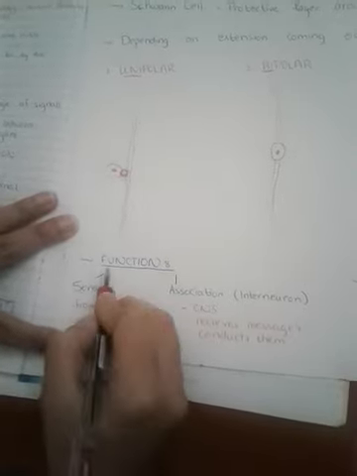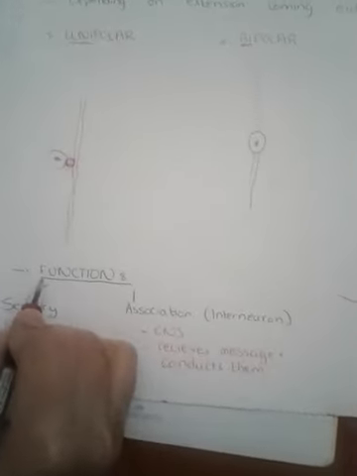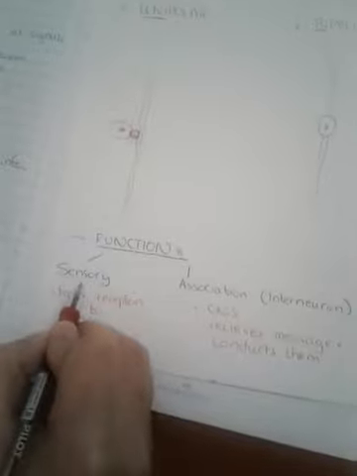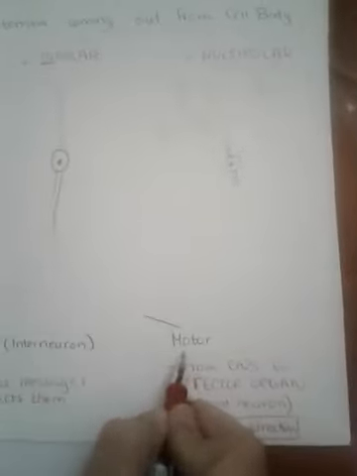So again, if I want to divide the neurons according to the extensions, I would have unipolar, bipolar, and multipolar. If I want to divide the neurons according to the function or the job they do, I would divide them into sensory, association or interneuron, and motor neuron. And just like the name tells you, sensory senses the stuff, okay? And sends the information to the central nervous system in a centripetal direction.